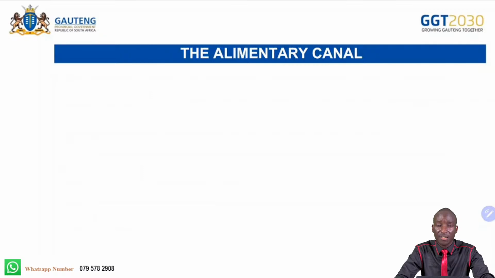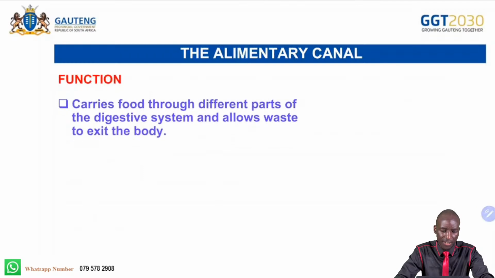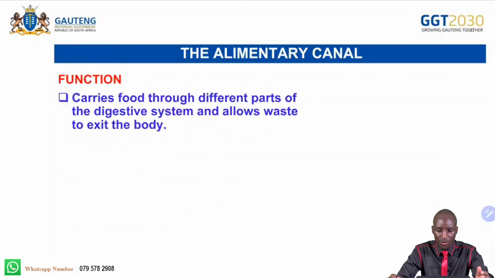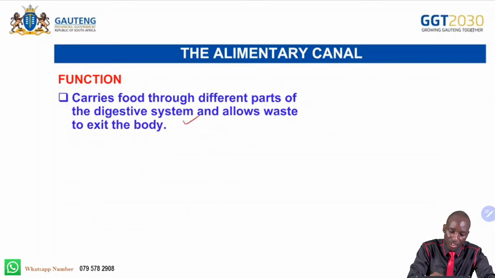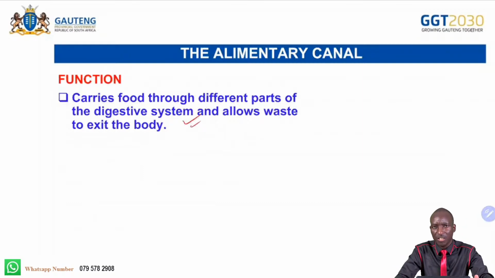Right. Let's look at our lesson in detail. Let's start off by looking at the what? The alimentary canal. Okay, what's the function of the alimentary canal? Right, it carries food through different parts of the digestive system and allows waste to exit the body. That's the function, the core function of the alimentary canal, right? To carry food through different parts of the digestive system and also to allow waste to exit what?